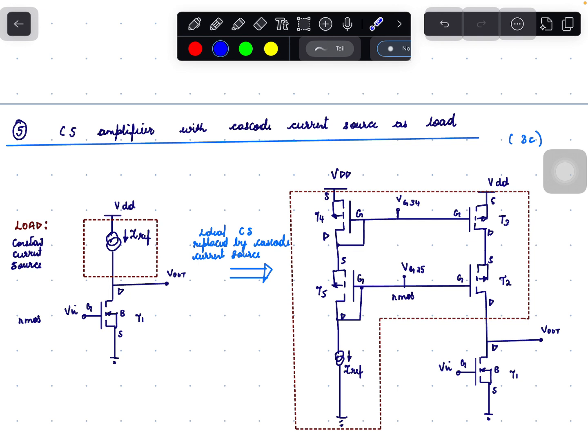When the constant current source is replaced by a cascode current source, which is shown here, we get common source amplifier with cascode current source as load. In my previous video, that is Microelectronics 3C, I have explained in detail about the cascode current source. So now I will assume you have complete understanding of the cascode current source.